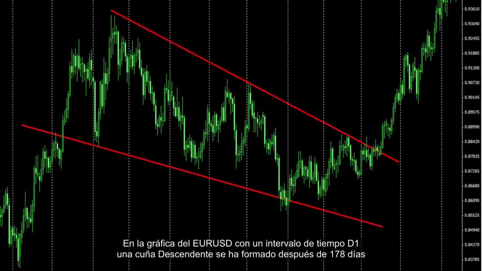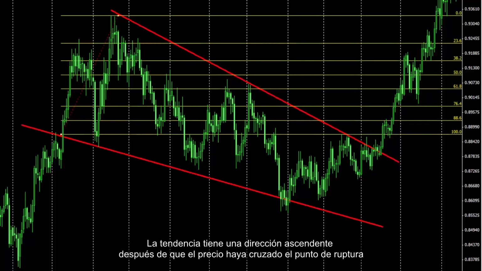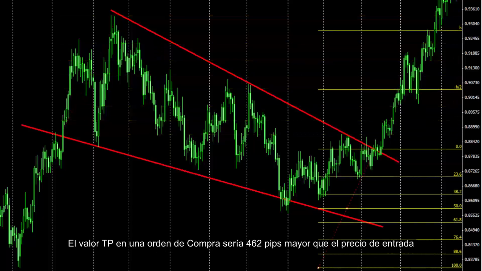On Euros against US dollars chart with a D1 time frame, a falling wedge has formed after 178 days. Trend has an upward direction after the price has crossed the breakout point. TP on a buy order would be 462 pips higher than the entry price.